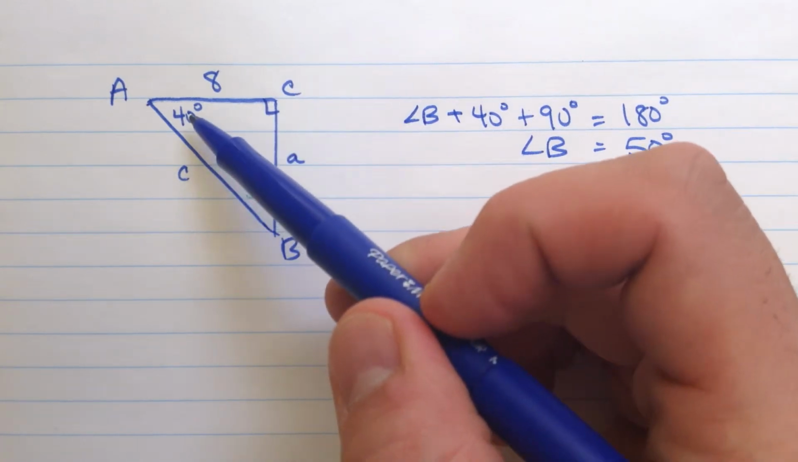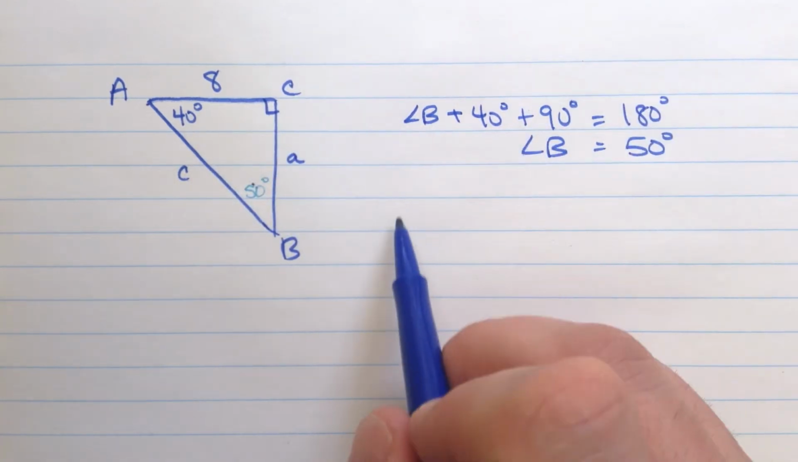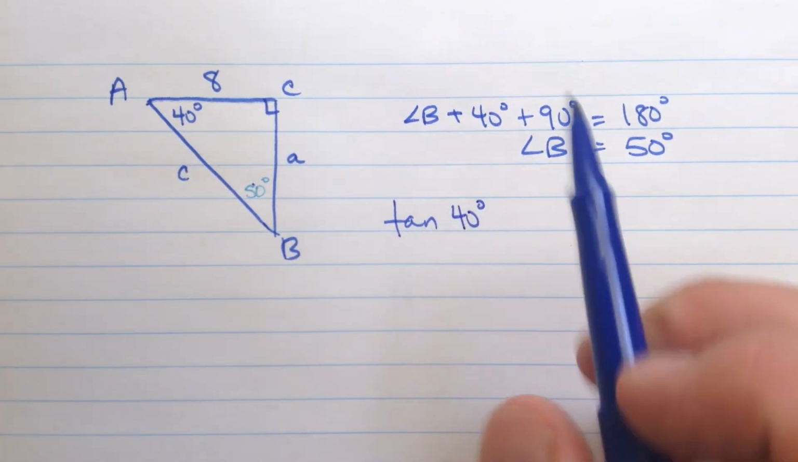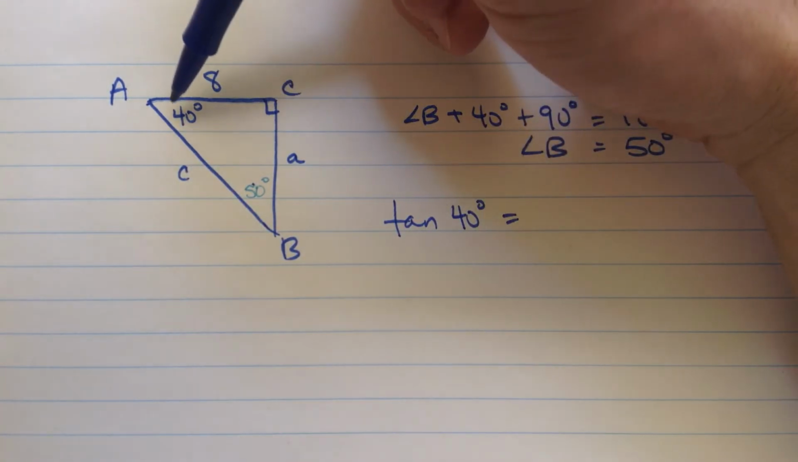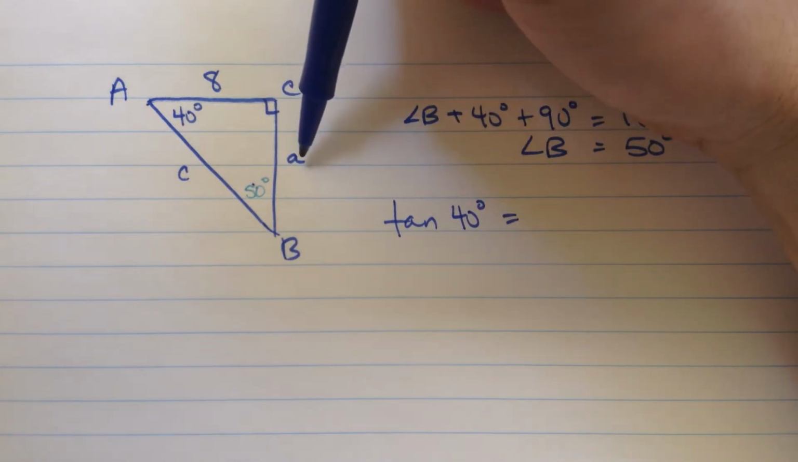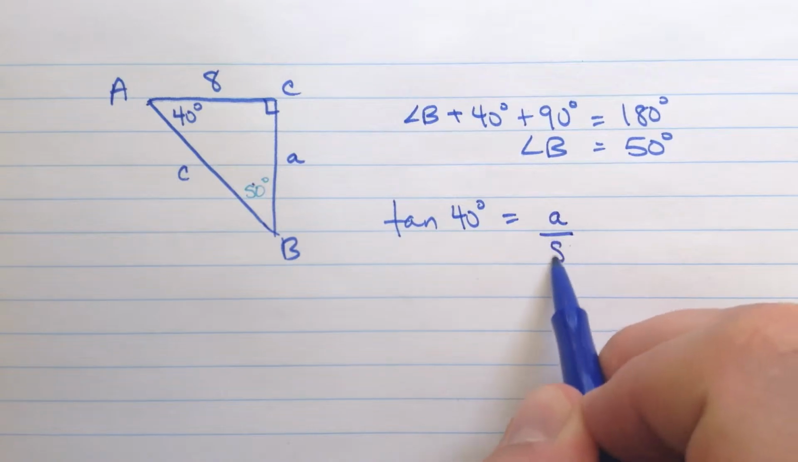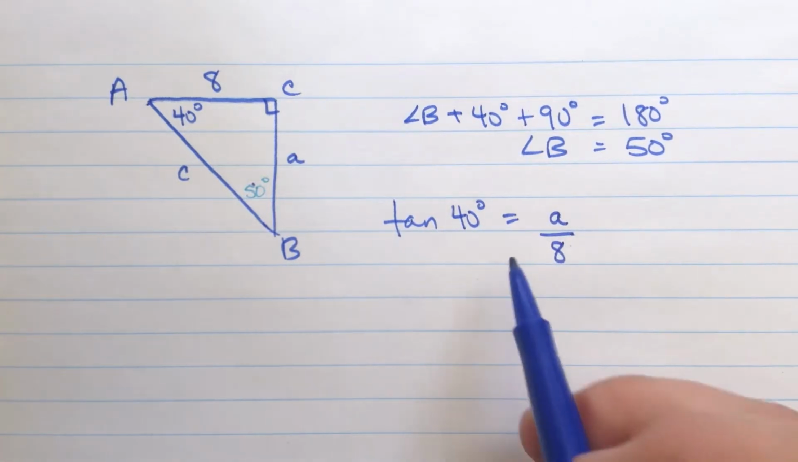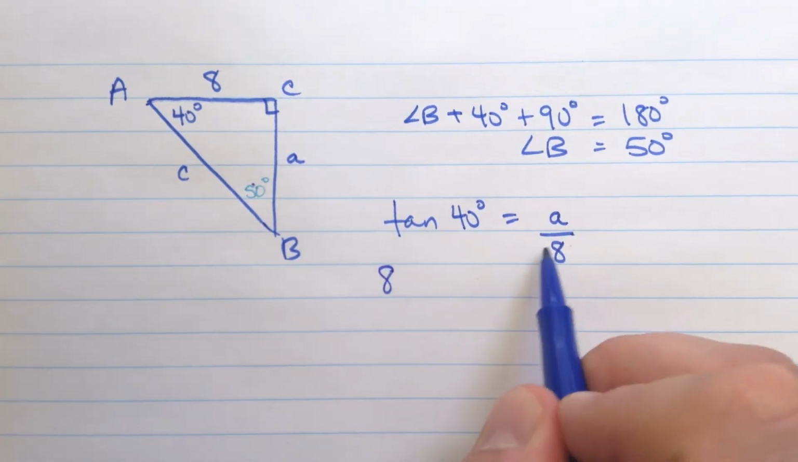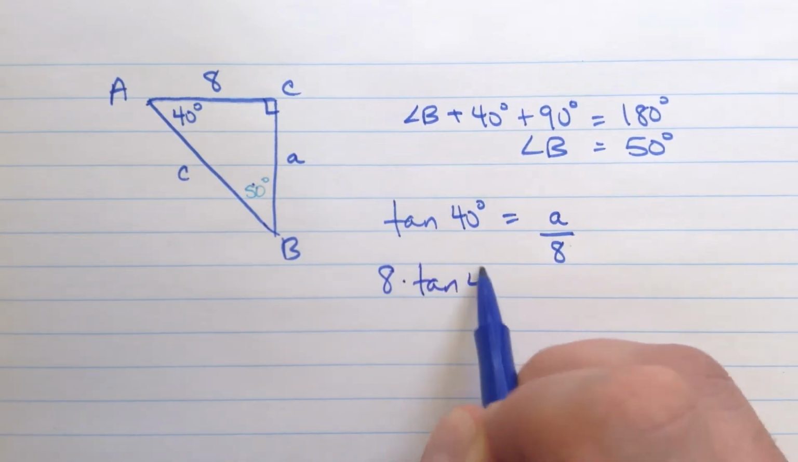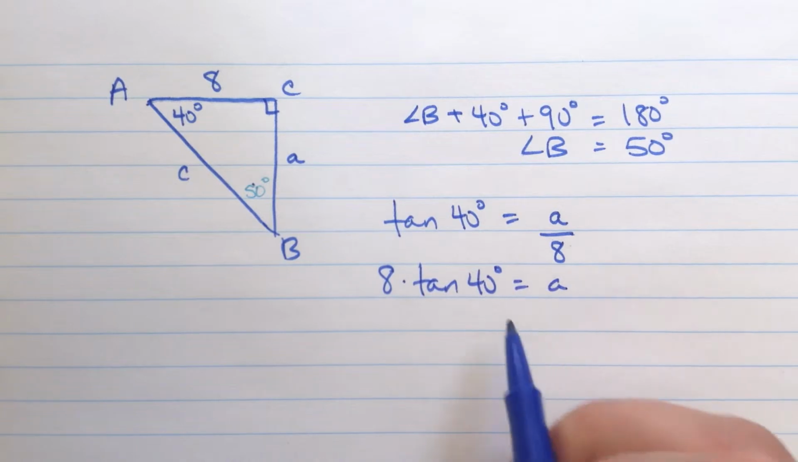And we know this angle here. Well, what if I use the tangent, tan of 40 degrees? That's going to be the opposite to A, little a, divided by the adjacent side, which is 8. That'll be a over 8. Alright, that's pretty good. I can solve this. That means I'm going to multiply both sides by 8. 8 times the tan of 40 equals a.